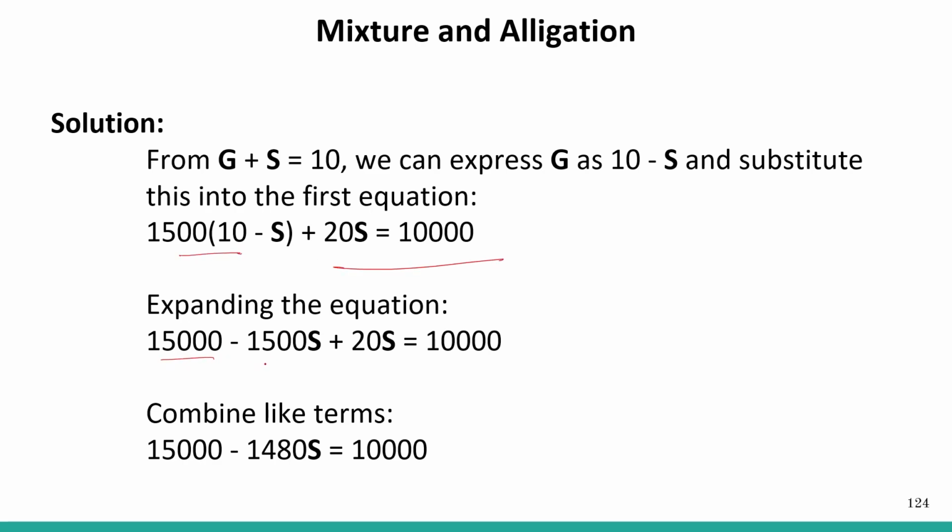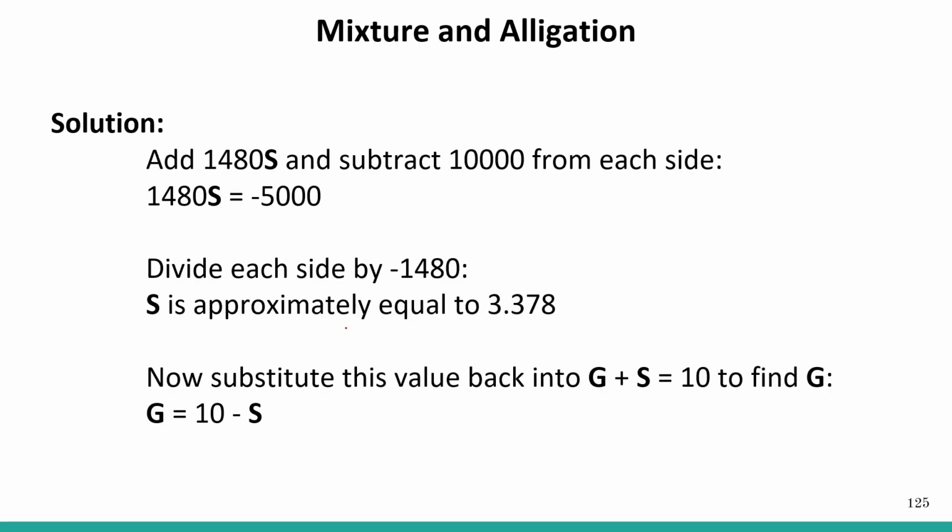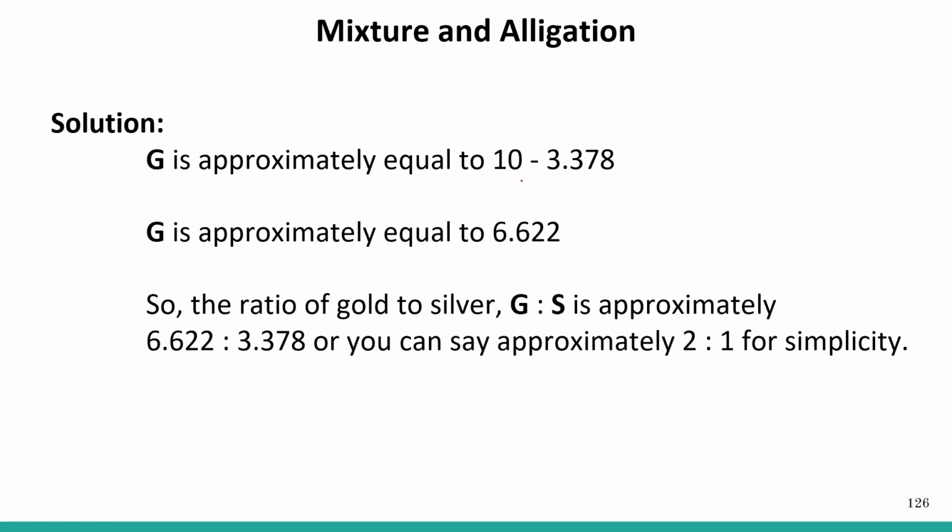Okay, so 15,000 minus 1500 S plus 20 S is equal to 10,000. So it will be 15,000 minus 1480 S is equal to 10,000. So 1480 S is equal to 5,000. This implies that S is approximately 3.378. So G will be approximately 10 minus 3.378, that is equal to 6.622. So the ratio of gold to silver, G is to S, is approximately 6.622 is to 3.378. So you can say approximately 2:1 for simplicity.